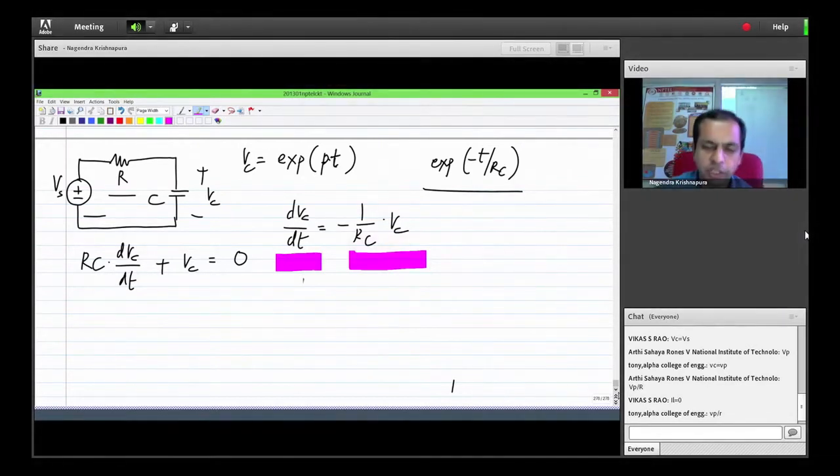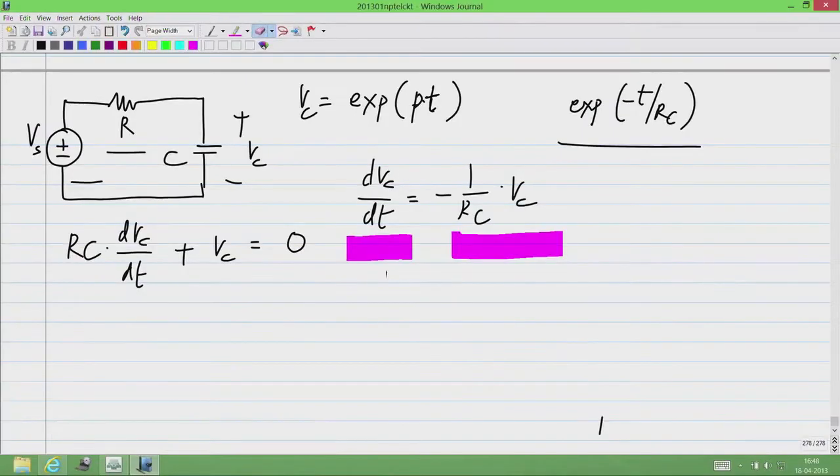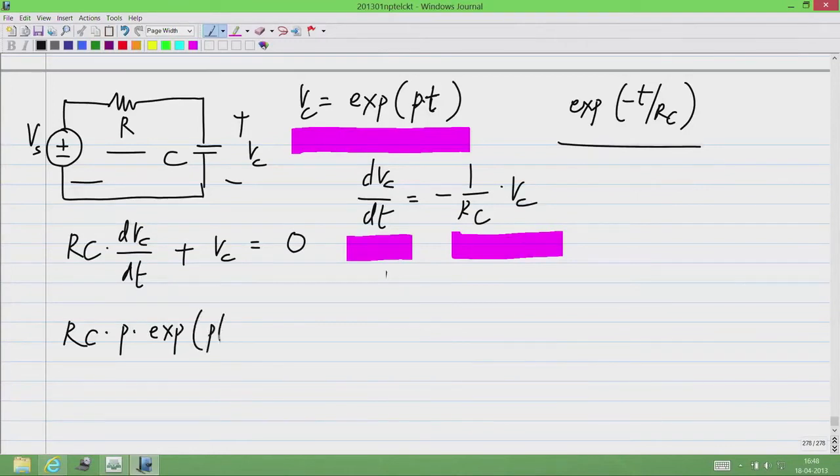Okay. Now, how do we find the constant? For this we have already found it, but I will do it in a more general way, which will also be useful for second order circuits. So, what I do is I will assume that it is exponential of p times t. Okay. So, what will I get? I will have Rc, the time derivative will be p times exponential of p times t plus Vc, which is exponential of p times t equals 0.